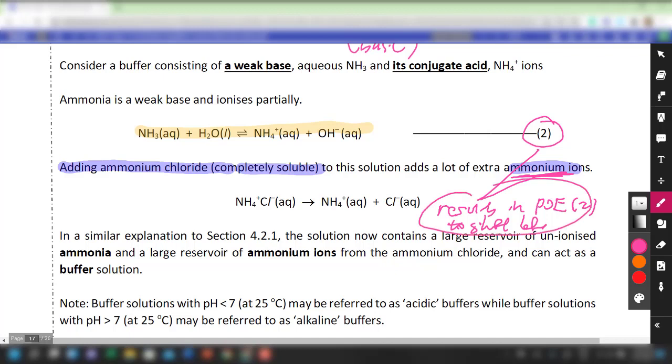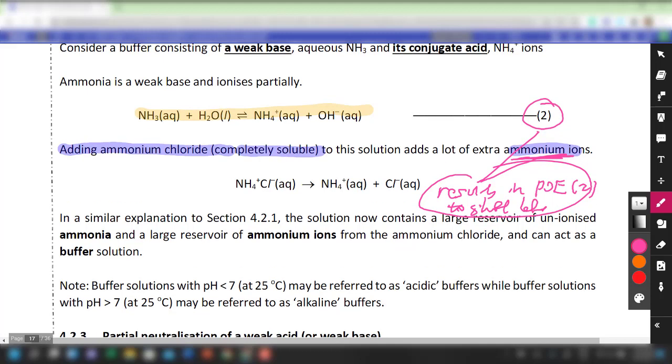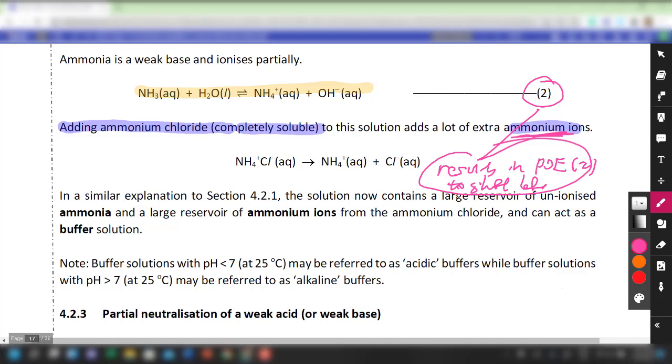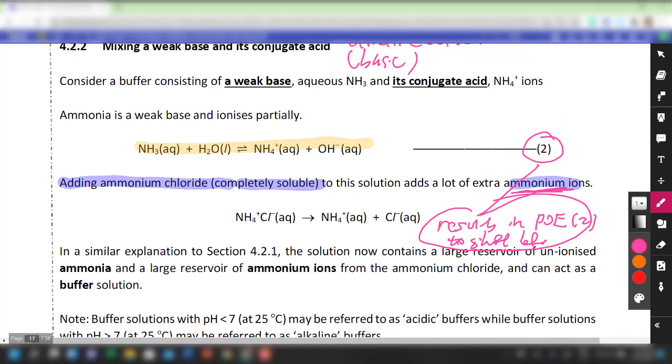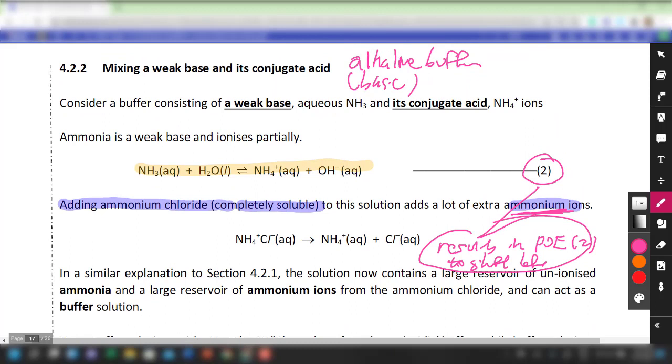Then in that case, I will have a large amount of unionized ammonia as well as a large amount of ammonium ion. And this combination will give me a buffer solution. How do we know whether it will be an alkaline or acidic buffer? I think I've mentioned earlier on, we need to look at the pKb and the pKa value of the base, in this case ammonia, as well as its corresponding conjugate acid, and then we compare which is lower, and the lower one will predominate.